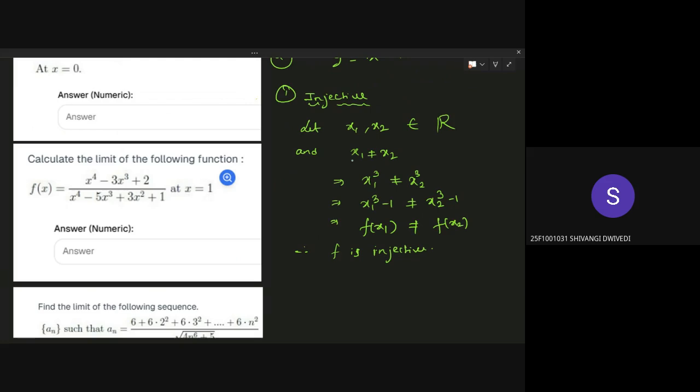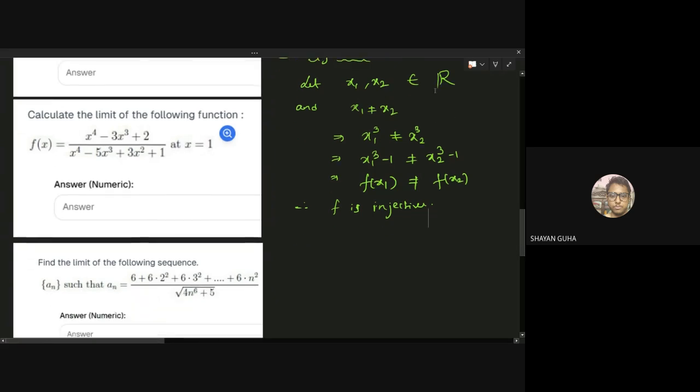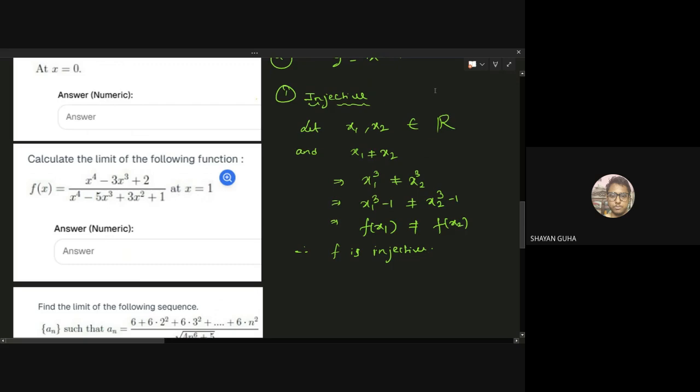Sir, injective, any other name? It's like one-one, onto. You can say one-one. Injective is one-one, and surjective is onto. So basically we have checked for injective. Majority of you are familiar with the terms one-one and onto, right? Not that much familiar with injective and surjective. Okay, I got it.